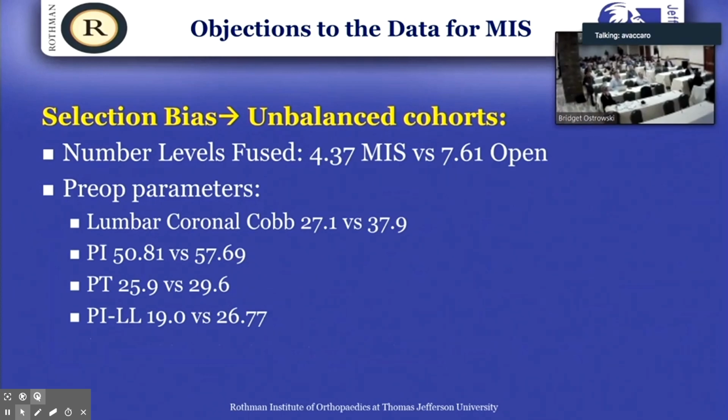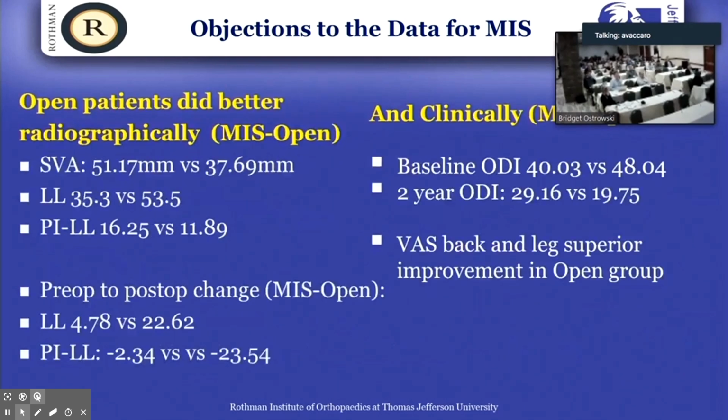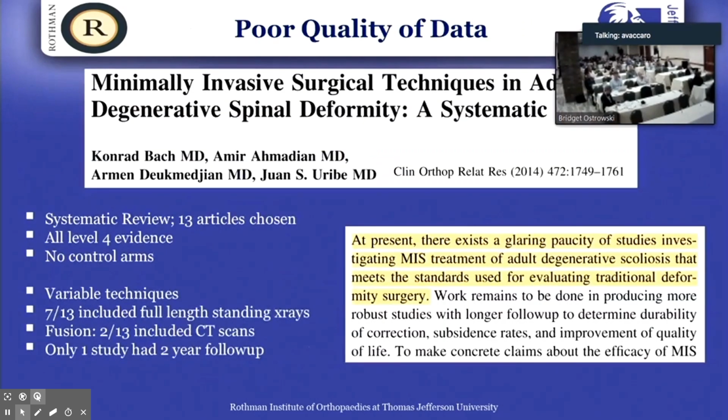The Cobb angle, 27 versus 37. The PT, 25 versus 29. The mismatch, 19 versus 26.7. And if you look at all the other variables, SVA is so much better in open. Lumbar lordosis so much better in open. The pre-op to post-op changes in lumbar lordosis so much better, as well as the outcome measures were better in open. So when you start to read the granularity of these papers, open procedure blows it away.